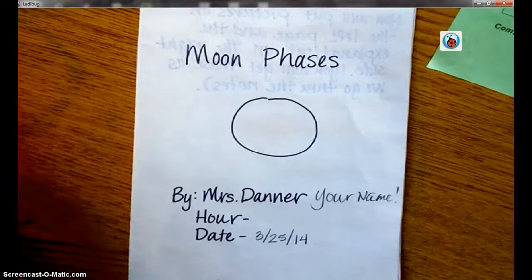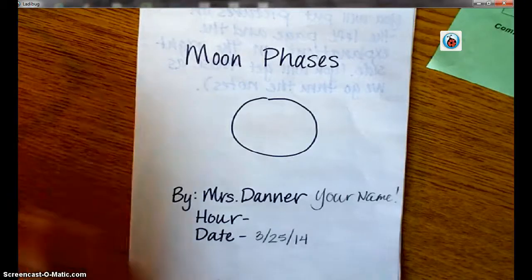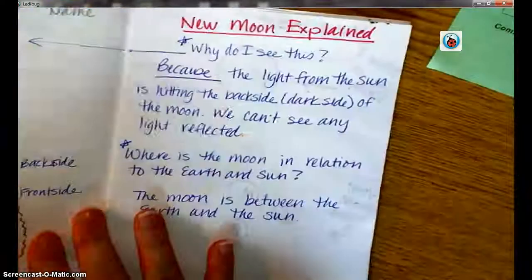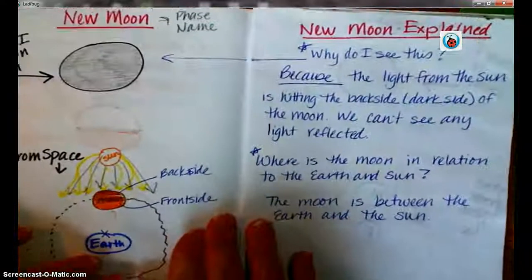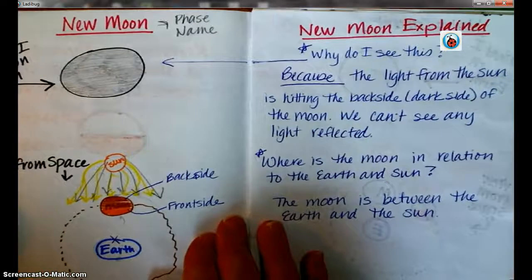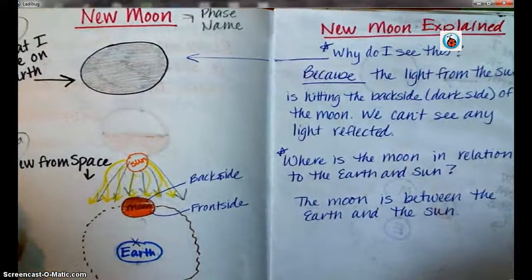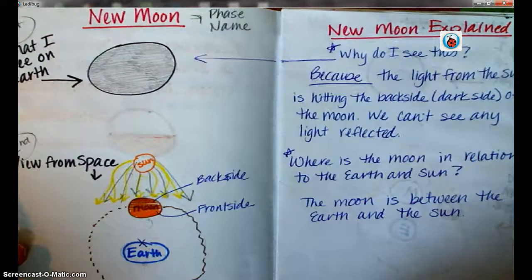Okay, so what we have here is we're going to do our notes for our moon phases booklet. As you can see, here's my booklet. Alright, so here is what I have. Here's my new moon, and basically what we're doing here is we are going to be explaining two things.